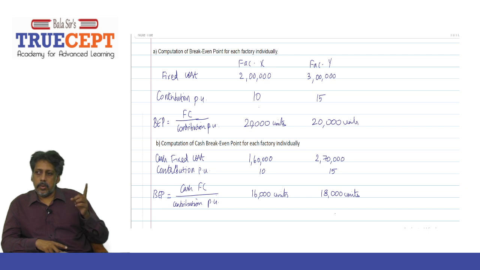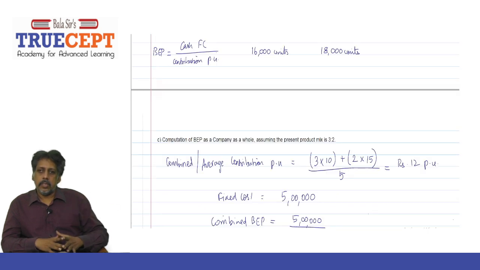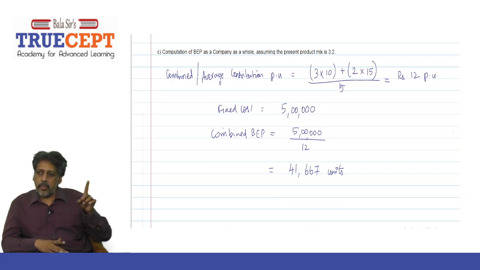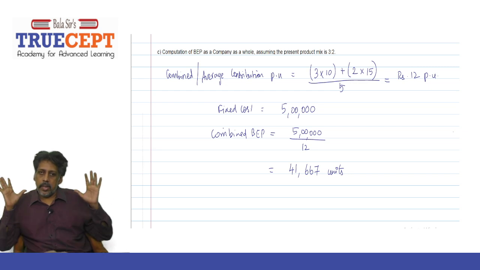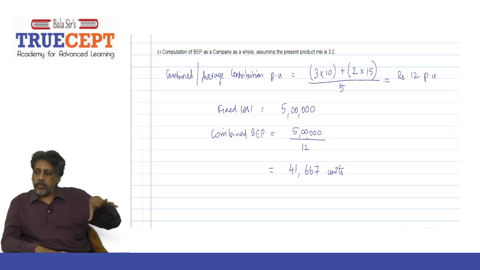And then we go to the 3rd subdivision. Now where you have been asked to find the break-even point for the company as a whole. In that case, remember, we have to calculate something called the average contribution per unit. So whenever there is more than one product.